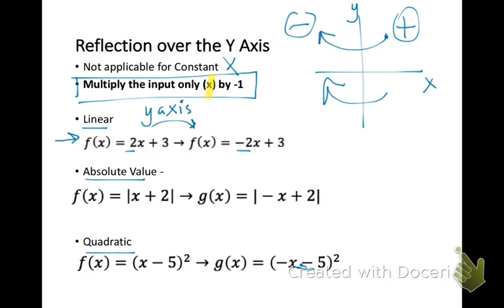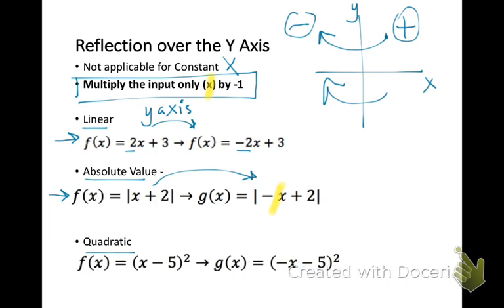There we go. Now keep moving to your next box underneath in the absolute value column and write this example. So let's say you start with the absolute value equation, f of x equals the absolute value of x plus 2. So to reflect that across the y-axis, you're going to simply multiply the x by -1. So that makes it just simply negative x plus 2.